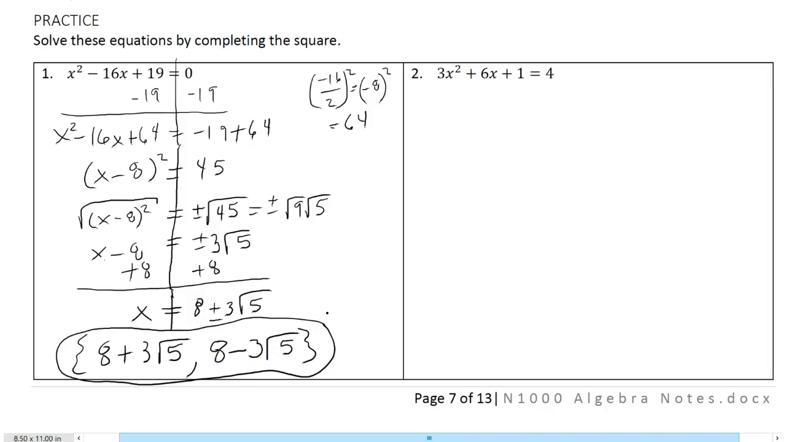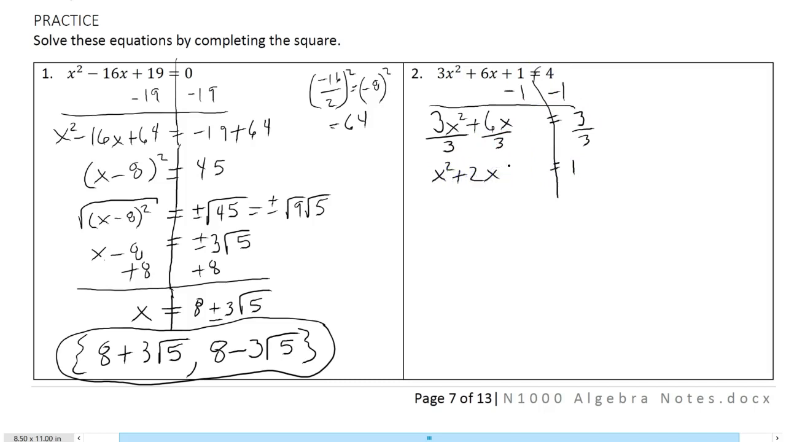In example 2, start by subtracting 1 from both sides. We now have 3x squared plus 6x equals 3. We cannot complete the square when x squared has a coefficient. Divide both sides by 3. We now have x squared plus 2x equals 1. We can now complete the square.